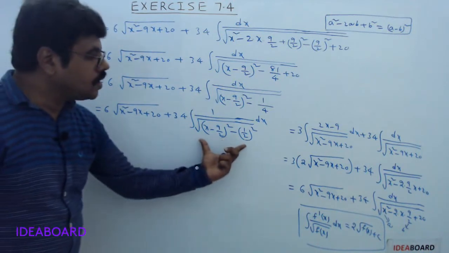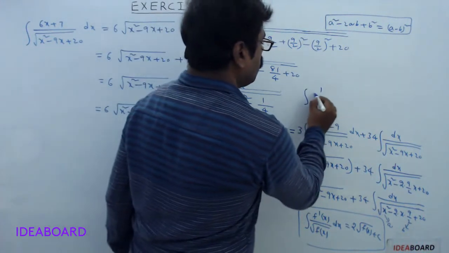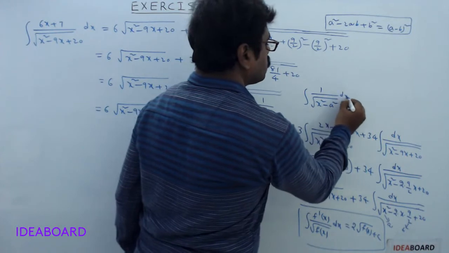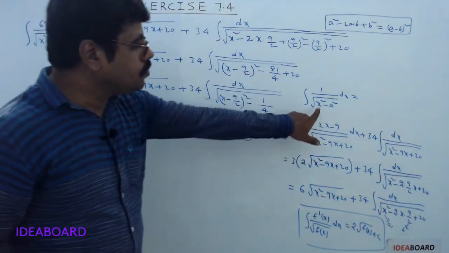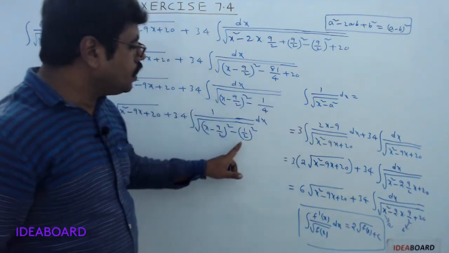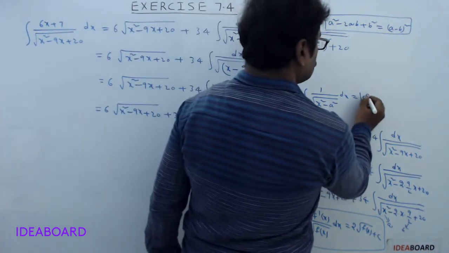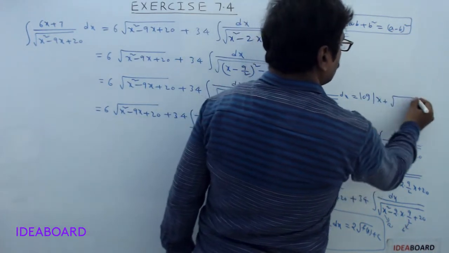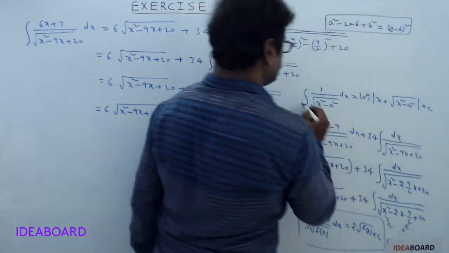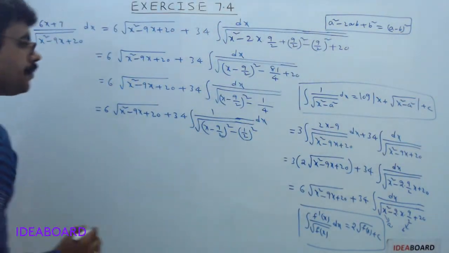Now, if you observe this term, it is of the form integral 1 divided by square root of x square minus a square dx. In place of x, x minus 9 by 2 will be there. In place of a, 1 by 2 will be there. Now, what is its formula? This is log mod x plus square root of x square minus a square plus c. Now, use this formula on this term.